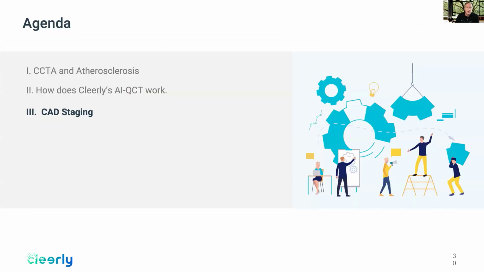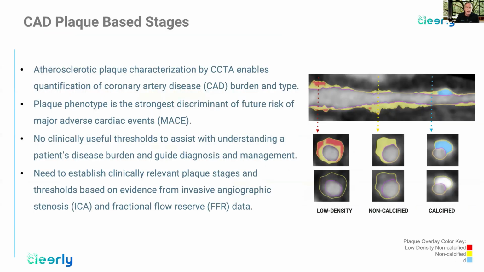So for coronary artery disease, a staging system has not previously existed for coronary atherosclerosis. There's lots of other staging systems that are out there, but coronary atherosclerosis is very important. We know the plaque phenotype is the strongest discriminant of future risk of major events. But to date, or at least until recently, nobody had described a staging system for coronary atherosclerosis, and it was felt that one needed to exist.